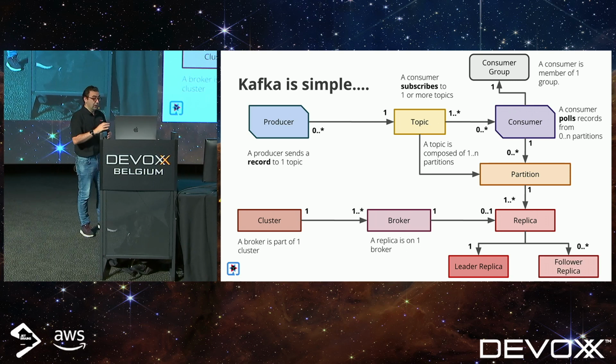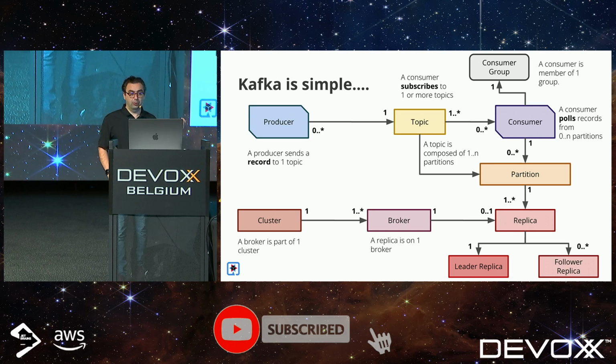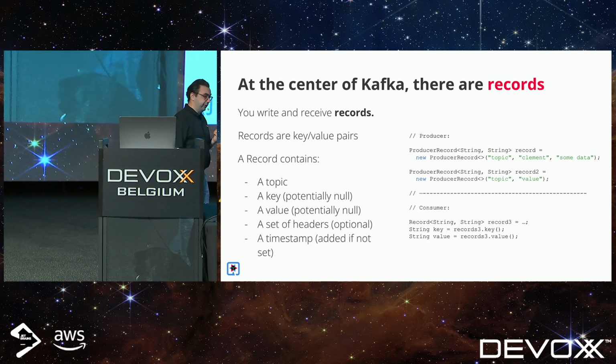So we have this image, and you say, yeah, okay, that's fine. I can build an application with this. There is no problem. But again, at the center of Kafka, we have records. A record is a key-value pair.